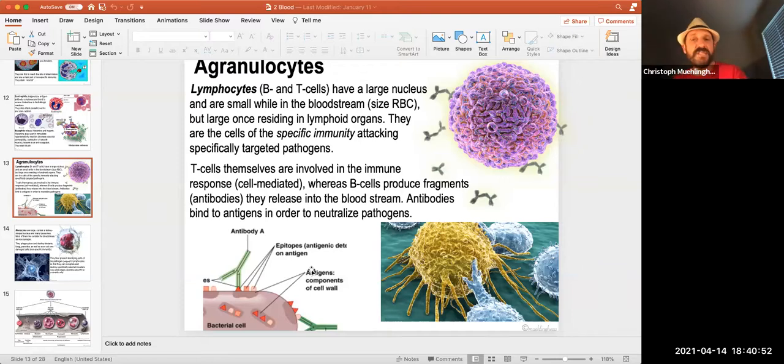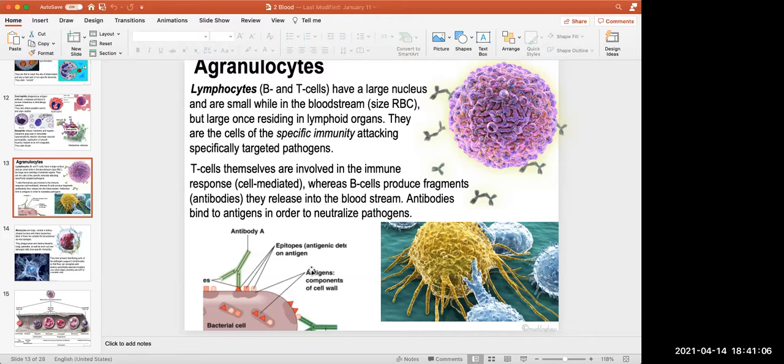That then the system, our system, has to react to, because that's an ill-making, a sick-making component. And so our system then learns how to read that antigen and create antibodies.